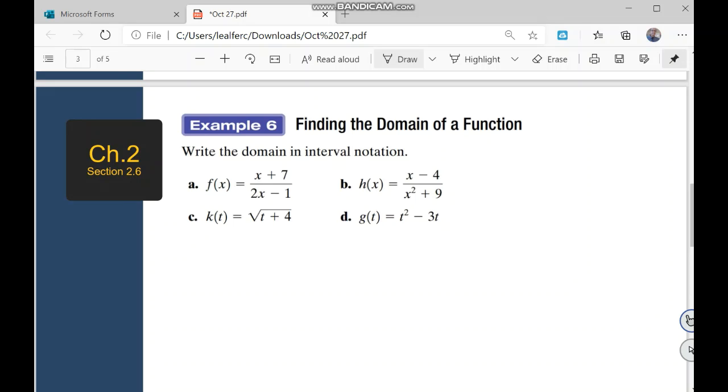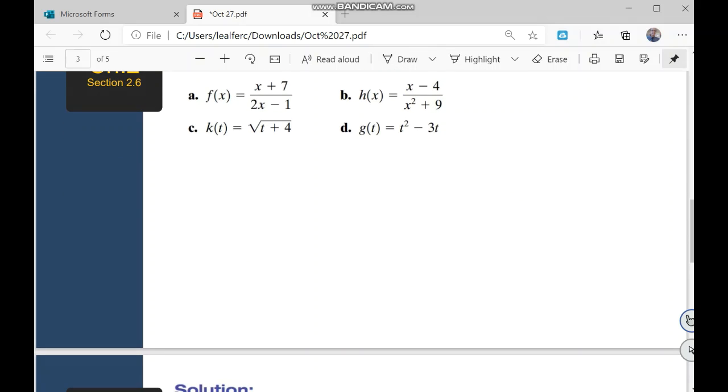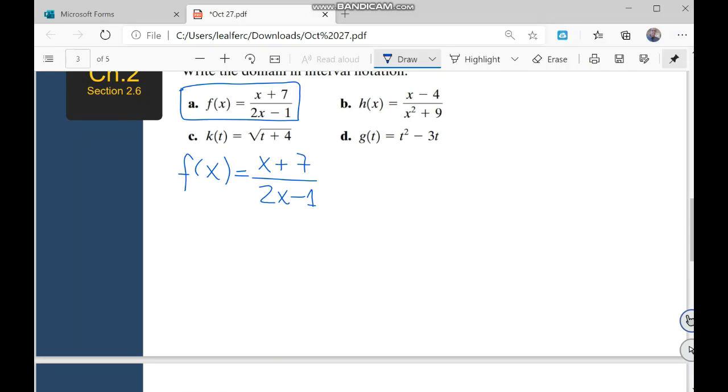Examples, and now I think you're going to understand. Examples: write the domain in interval notation. Now let's check this first example. We have here an example of a fraction, right? A radical expression. And another example of the square root. So we have a fraction and a square root. The first one, let's work the fraction first. f of x equals x plus 7 over 2x minus 1.